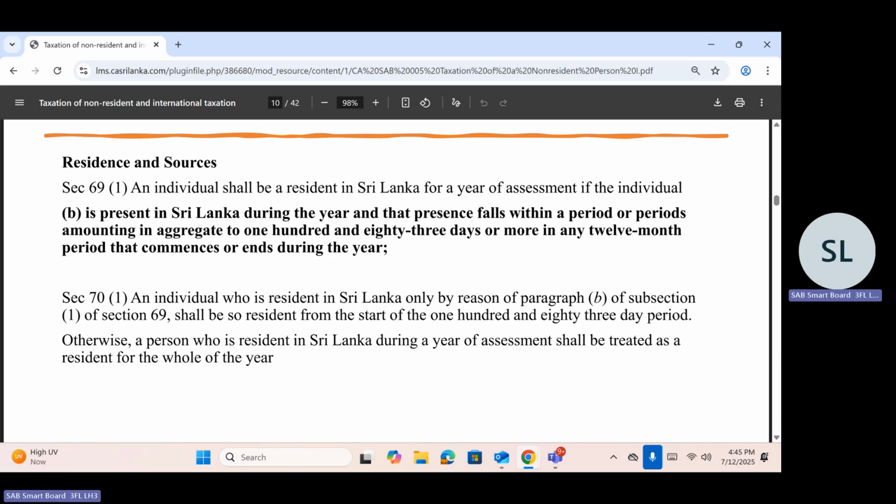For the whole year he shall be treated as resident. Say somebody resides in Sri Lanka the whole year, that person shall be treated as resident. Say a government employee, for the whole year he shall be considered as resident. Right? Only for this purpose, for that particular period he shall be resident. That means for the other period he shall be considered as non-resident. Right?